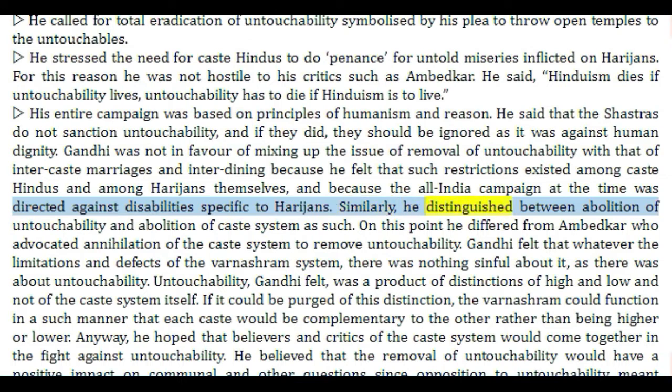Similarly, he distinguished between abolition of untouchability and abolition of the caste system as such. On this point he differed from Ambedkar, who advocated annihilation of the caste system to remove untouchability. Gandhi felt that whatever the limitations and defects of the Varnashram system, there was nothing sinful about it, as there was about untouchability.